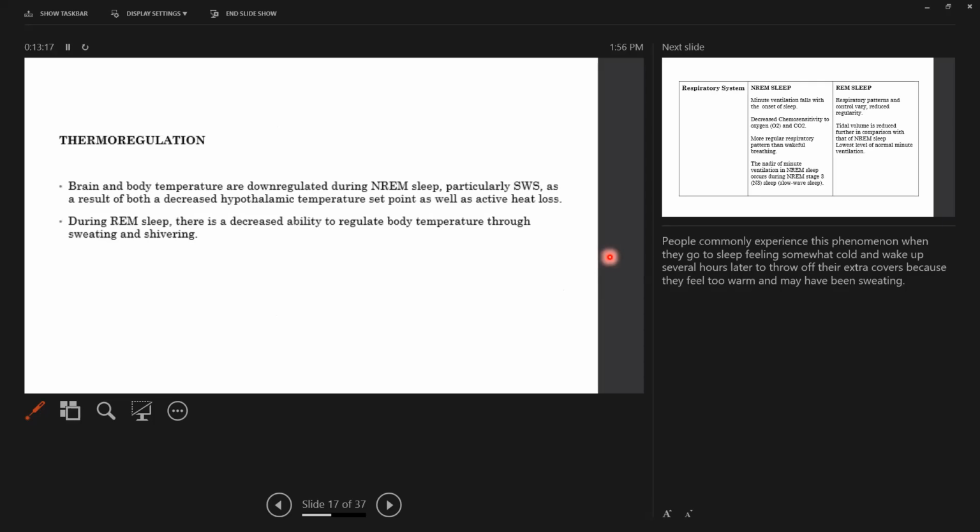Thermoregulation. Brain and body temperature are down regulated during non-REM sleep by the hypothalamus, particularly in slow wave sleep, as a result of both a decreased hypothalamic temperature set point as well as active heat loss.